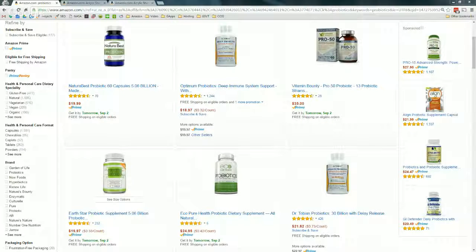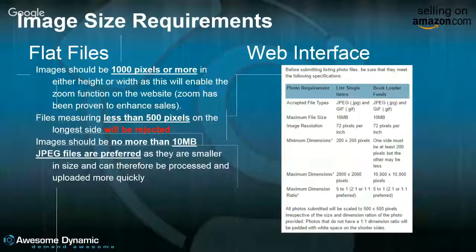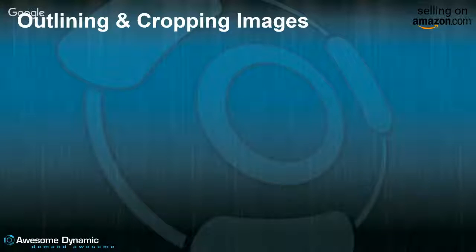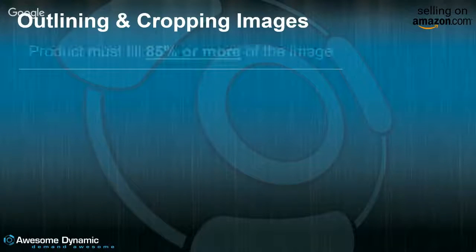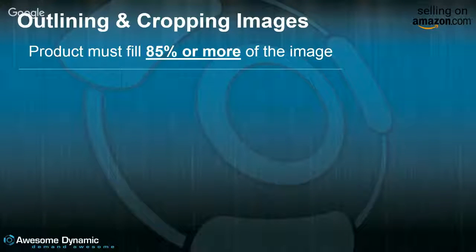All right. Excellent. All right, we have a couple other things to finish covering in here. The next thing I wanted to talk about was, again, kind of moved right into this section already, is outlining and cropping images. Amazon wants to make sure that your product fills 85% or more of the image.